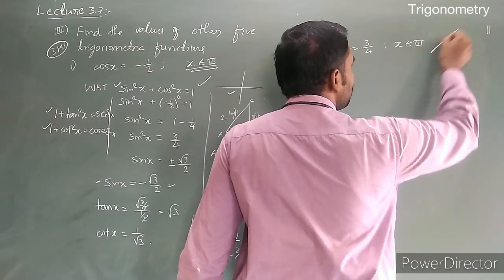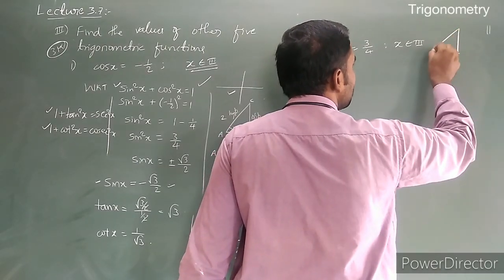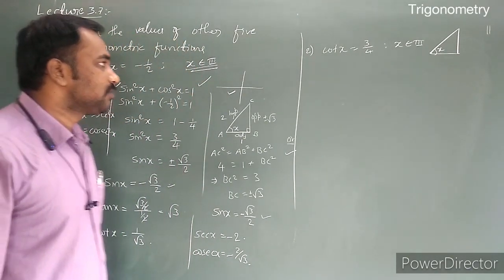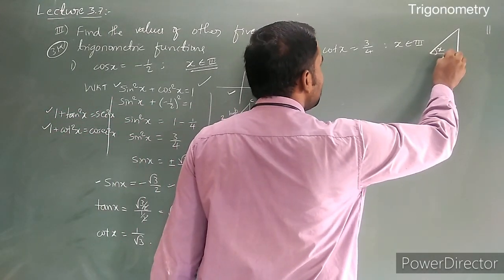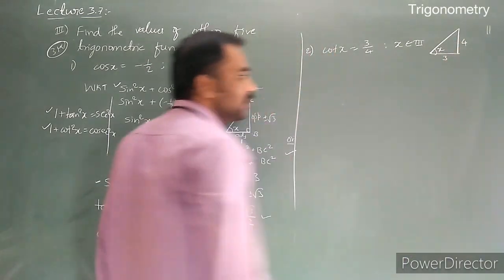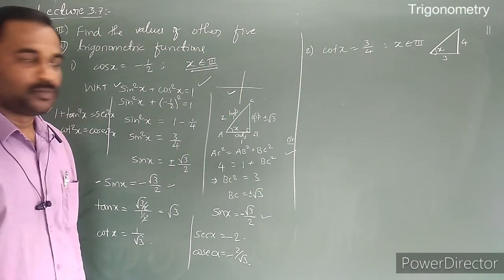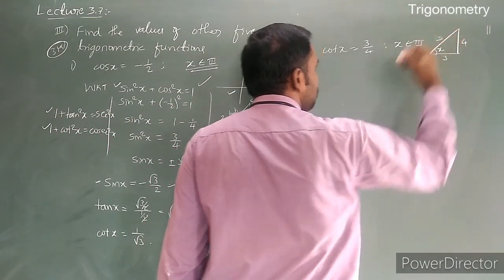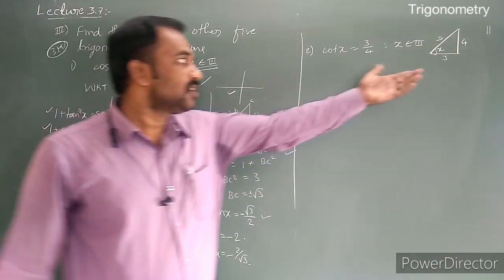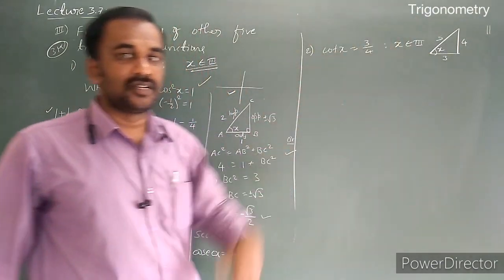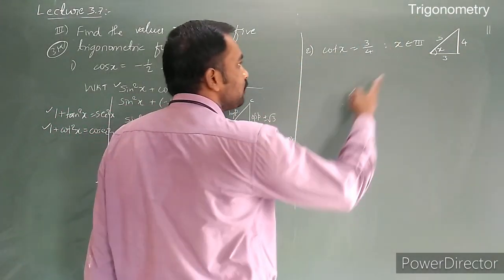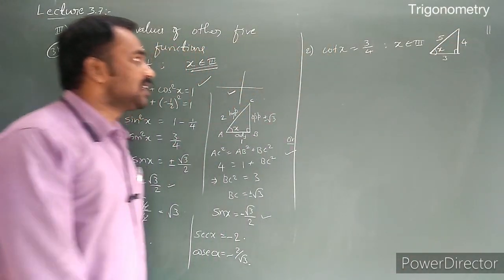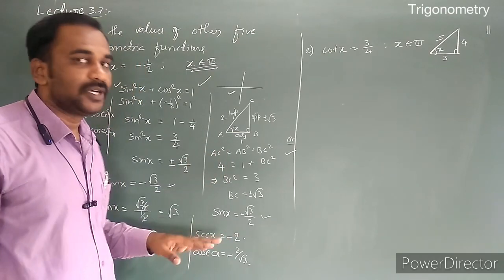Suppose a right angle triangle, and this angle is x. What is the definition of cot? Cot is adjacent divided by opposite side. Are you clear? Next, what is the hypotenuse? Hypotenuse is 5, because we already know the Pythagorean numbers 3, 4, 5. Once we have the 3 sides of a right angle triangle, we can easily get the remaining 5 ratios.